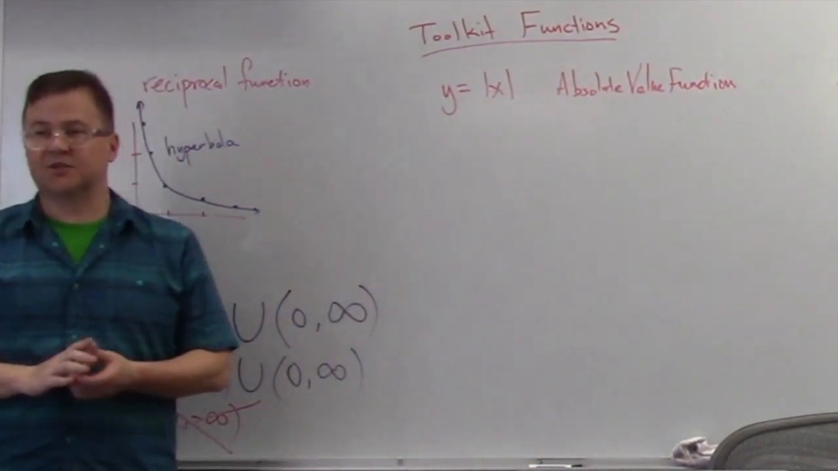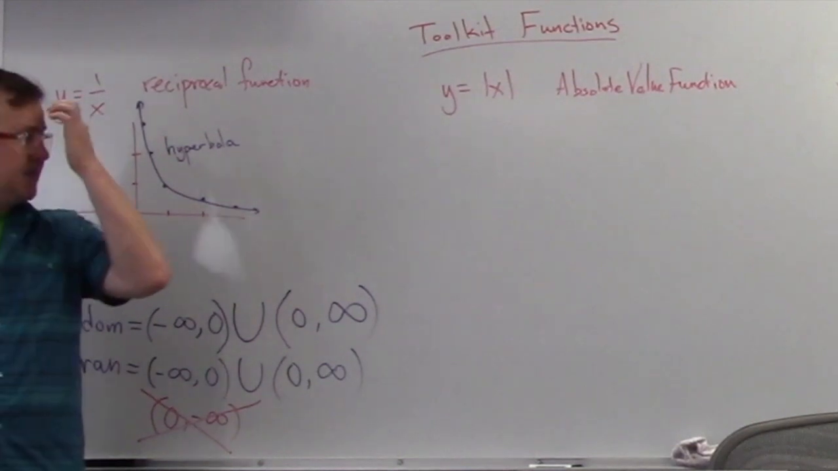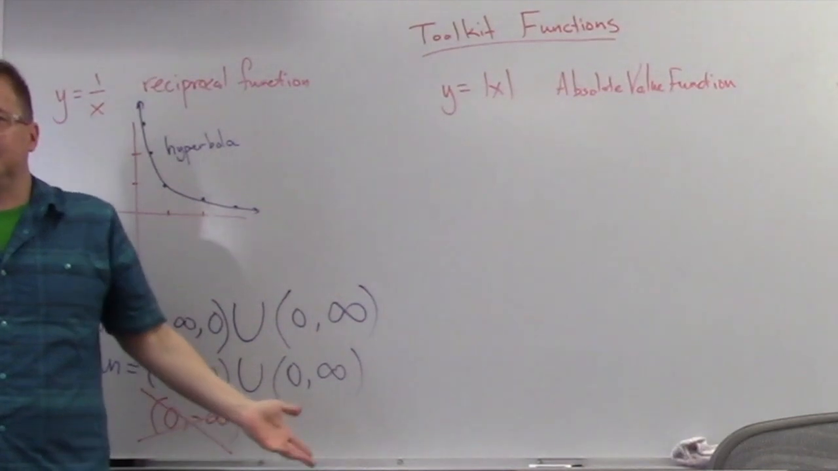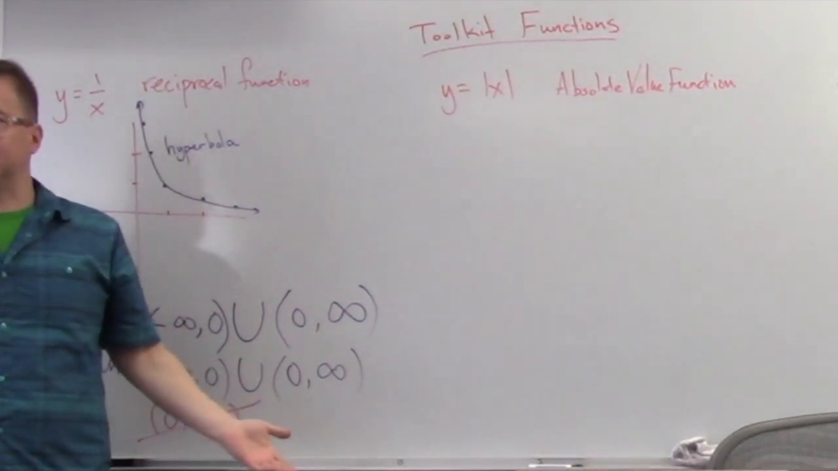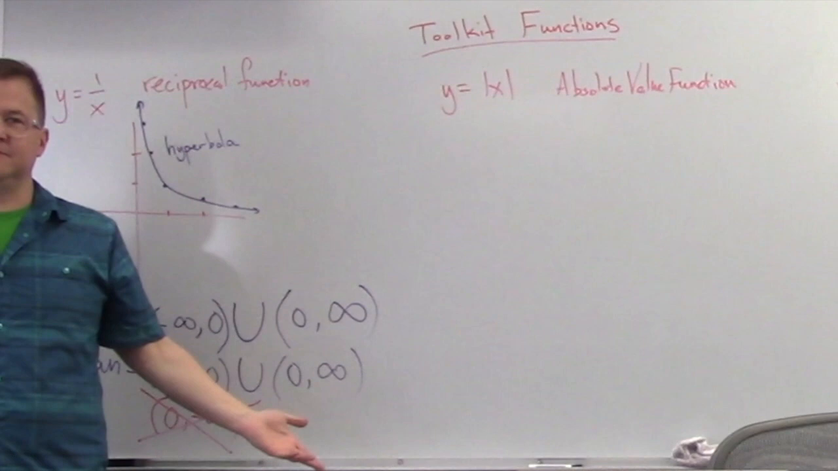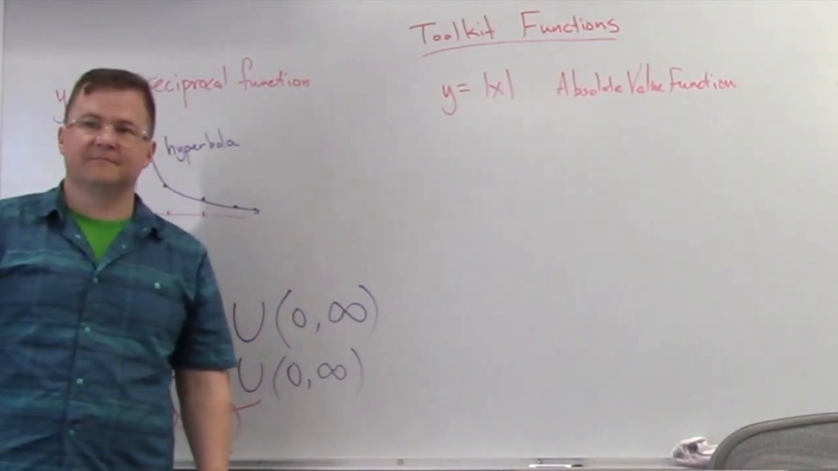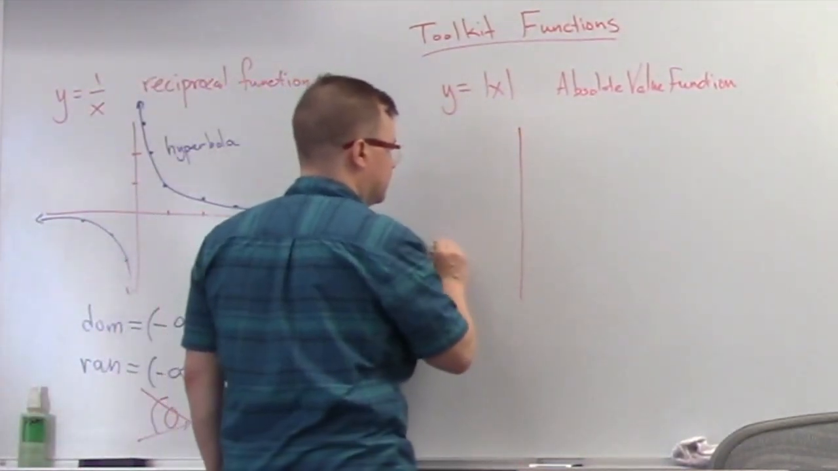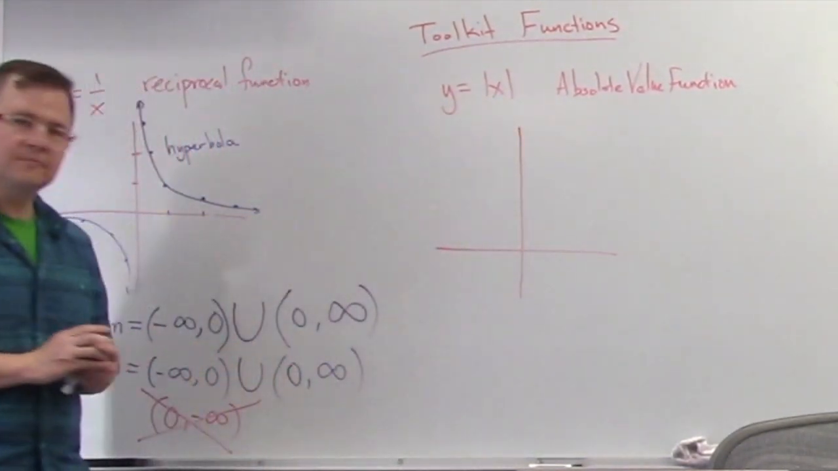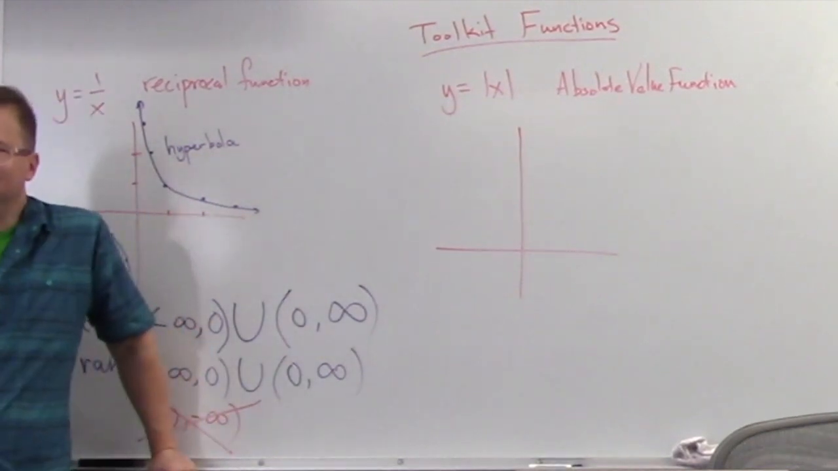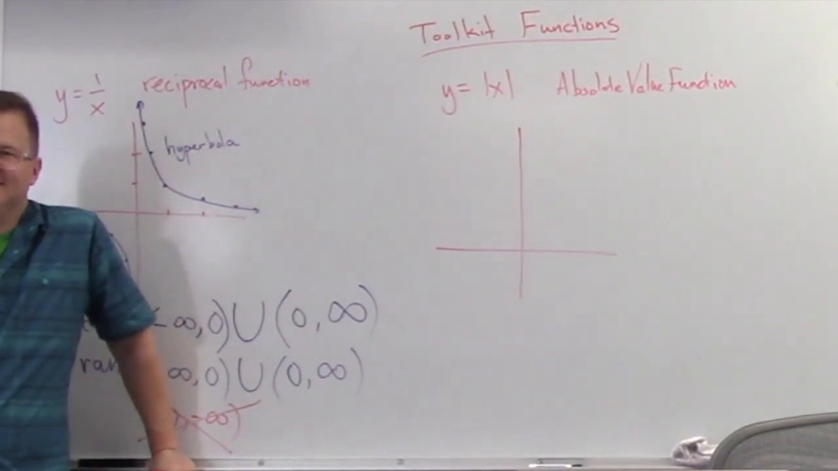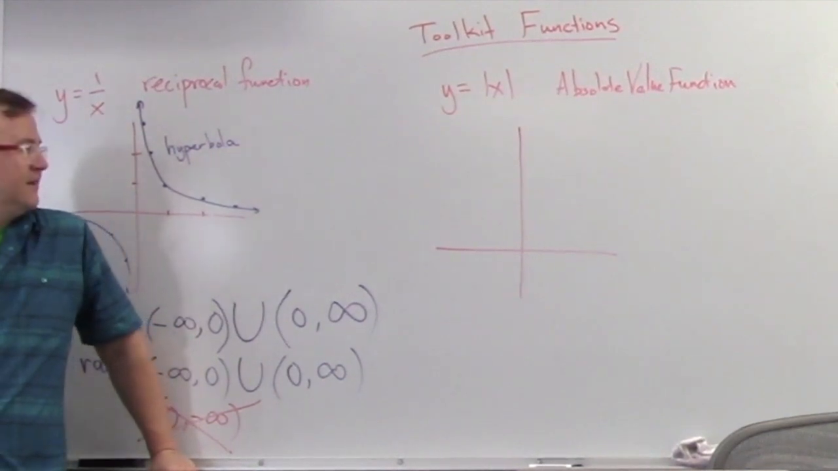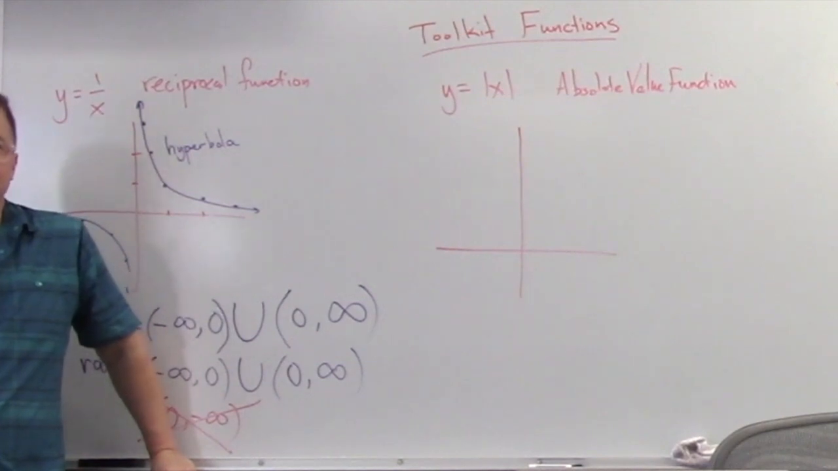The absolute value function is actually quite simple. It takes whatever input you give it and just makes it positive, period. If it's positive, the absolute value does nothing. If it's negative, it makes it positive. Make sense? So what's the graph going to look like? Like a parabola, but with a V. Yeah, kind of parabola-like. But with an important difference, right?